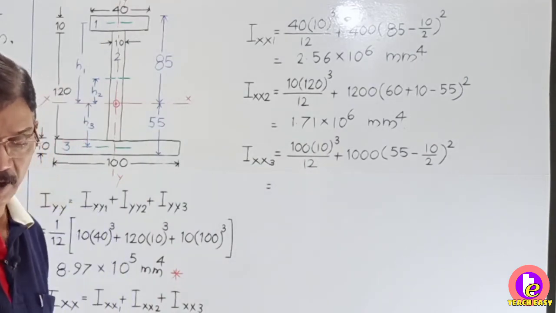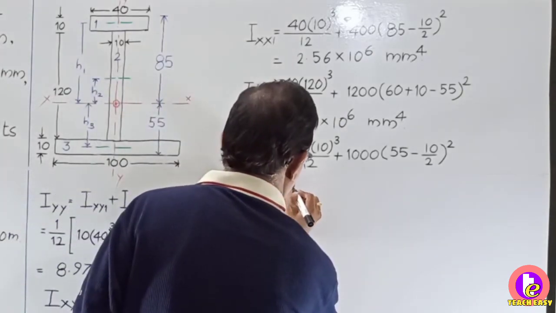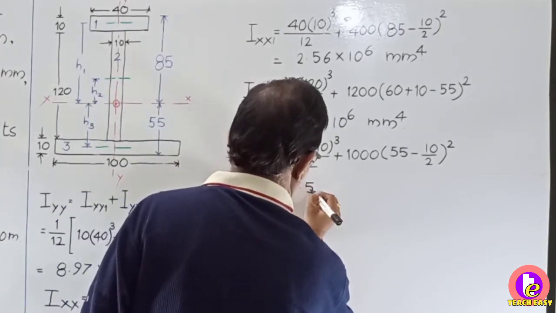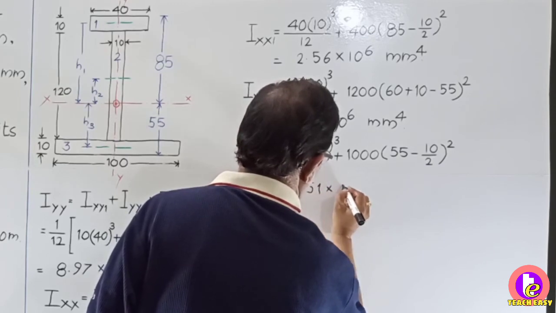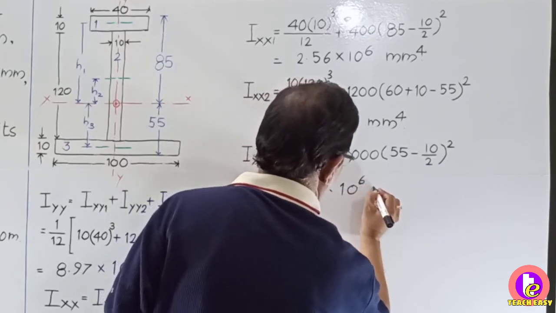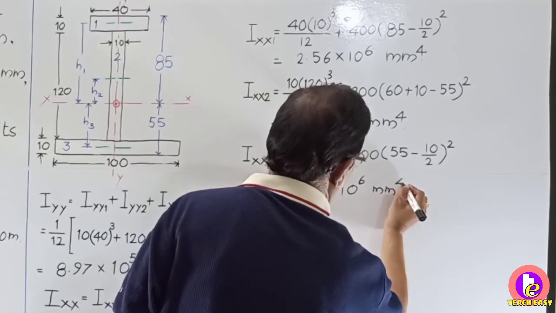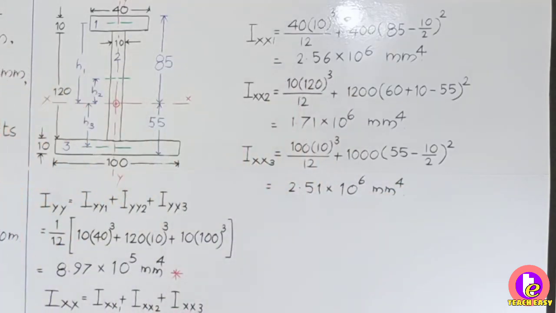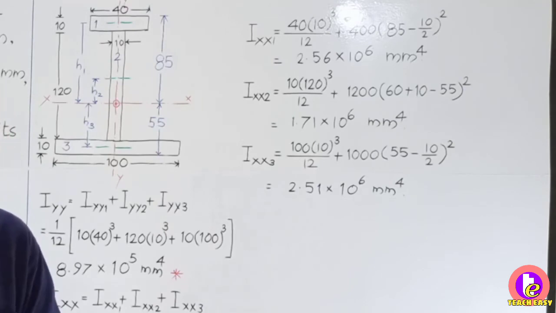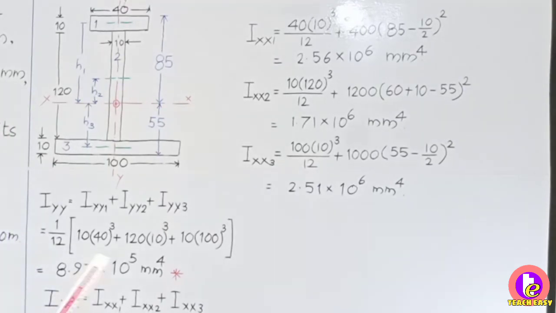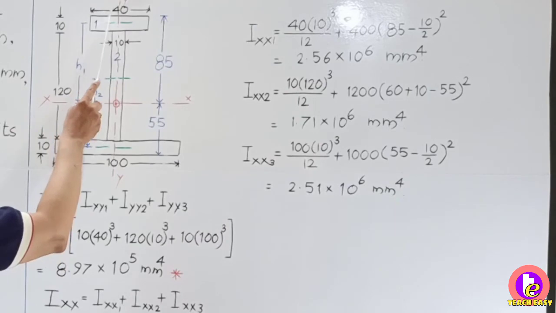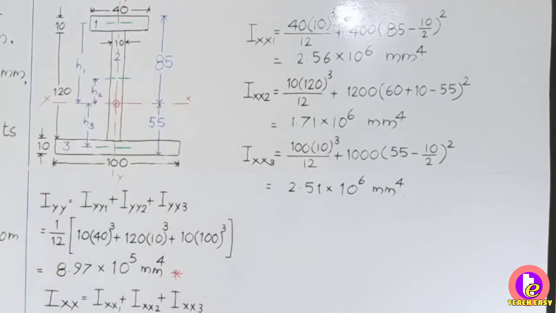Ixx3, that is the bottom flange, is 2.51 into 10 raised to 6 mm raised to 4. So once again I will quickly revise this. As part 1, part 2 and part 3, all of them are not symmetrical about the xx axis, we will have to use the parallel axis theorem. So I will write Ixx is equal to Ixx1 plus Ixx2 plus Ixx3.